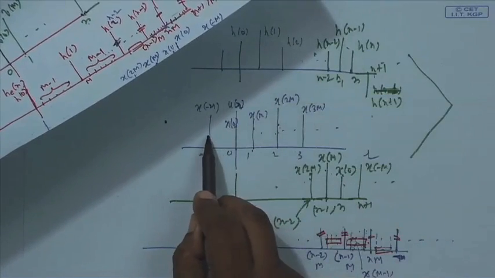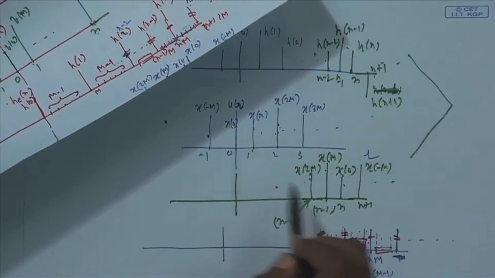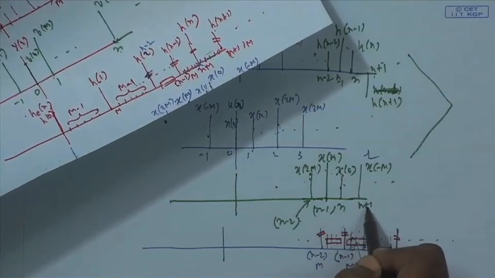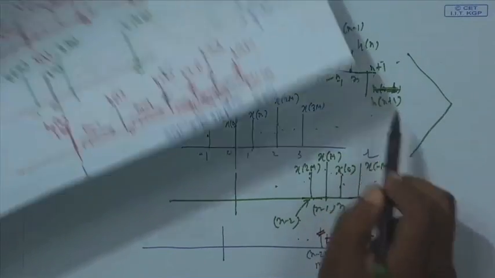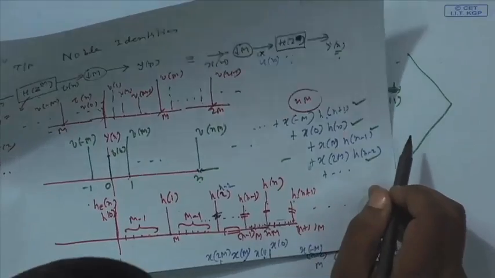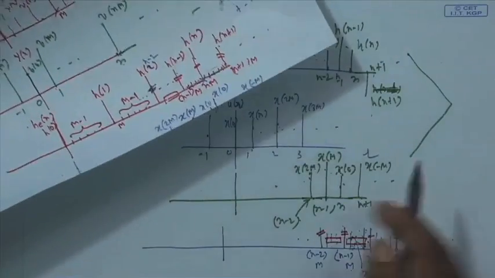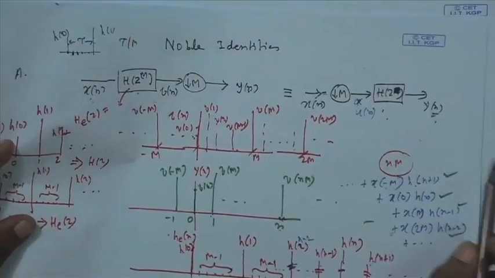And on this side, x minus m came to the right of x 0. So if it is x 0 here, then x minus m is at the next point, the n plus 1th point, and here it finds h n plus 1. So h n plus 1 with x minus m, and dot dot dot. So you get this expression, right? So this proves identity 1. Then we go to Noble identity 2.